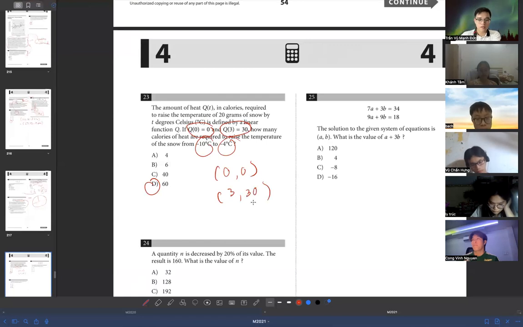Also, I'm going to remind you how to do this very quickly on your calculator. You have (0, 0) and (3, 30). Remember that? Let me just connect this. Oops, my result mode. And you press in this one, the equation of two unknowns.